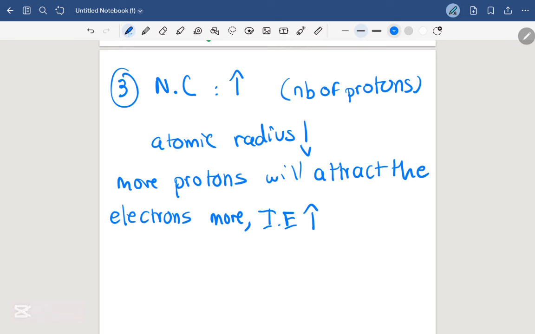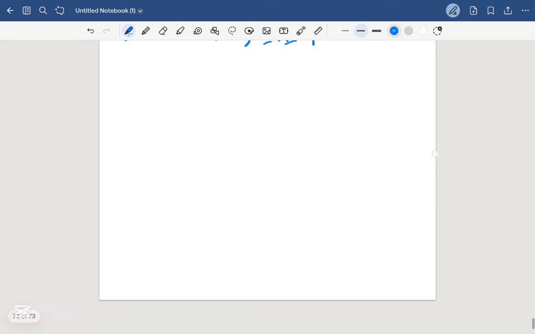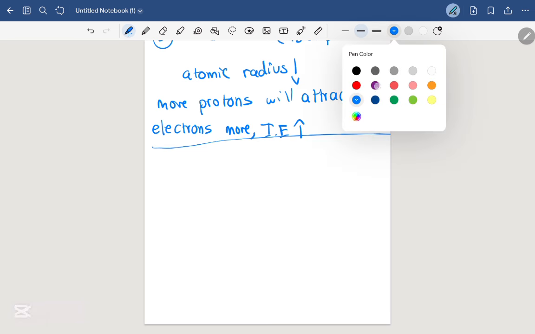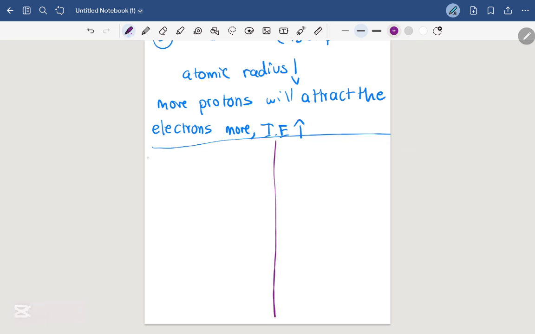Now, from this, we can now talk about ionization energy in two scenarios: if it's across a period or if it's down a group.